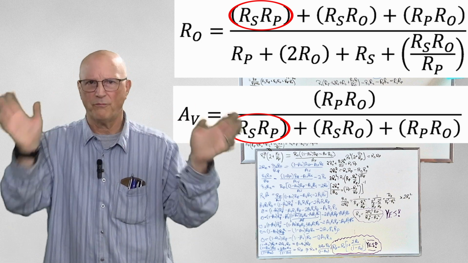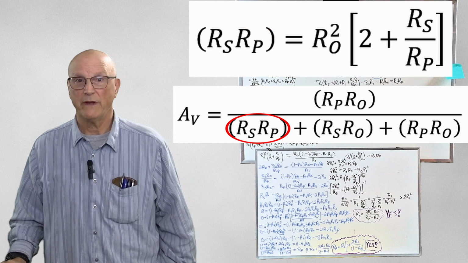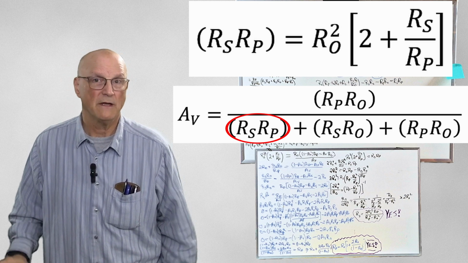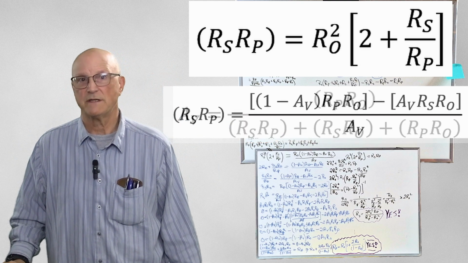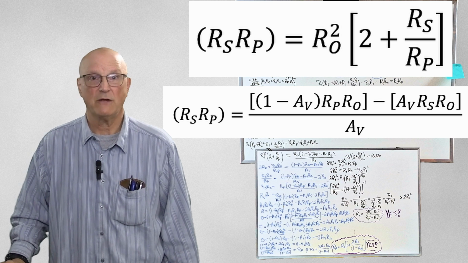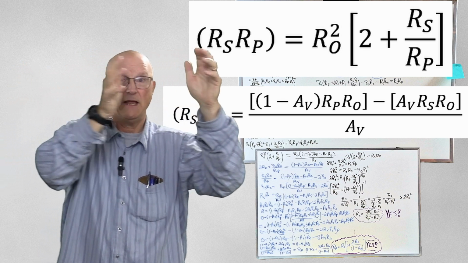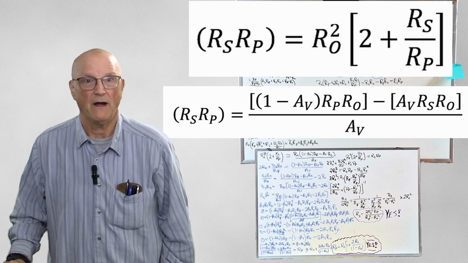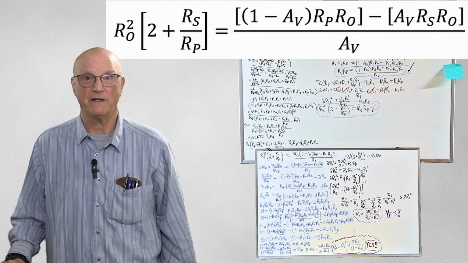Now, without going through that whole process, here are the two equations. Here's the one from the Ro equation, which tells us that Rs times Rp is equal to Ro squared times 2 plus Rs over Rp. And then there is this one from the voltage gain equation, which tells us that Rs-Rp is equal to this big quantity, 1 minus AV times Rp-Ro minus AV-Rs-Ro, all divided by AV. Now, I can set these two equations equal to each other, which gives us this lovely thing.